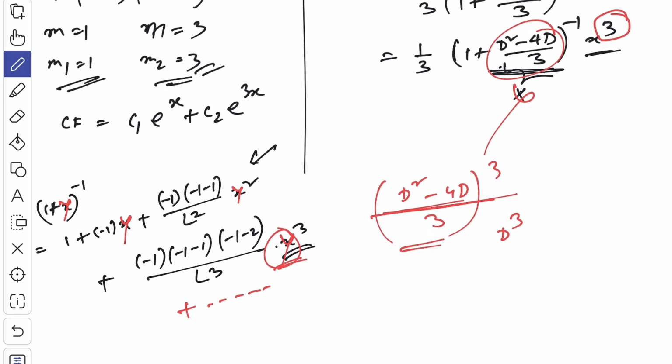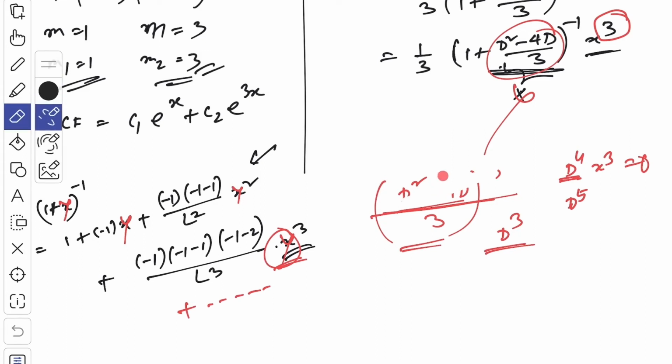So if you operate this x cube by d with a higher power, d to the power 4 or d to the power 5, then this is going to be equal to 0. I have already explained how it becomes 0, isn't it? So that's why we are going to take only these 3 terms, up to which we get the minimum power of d as cube. Okay, so let me clean this part.